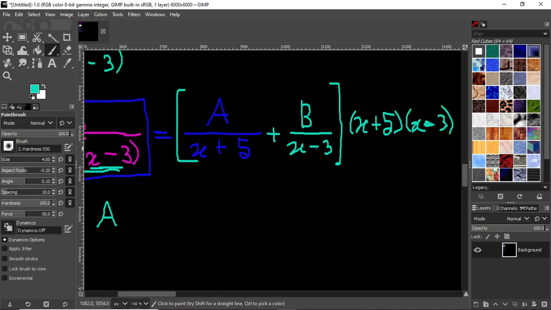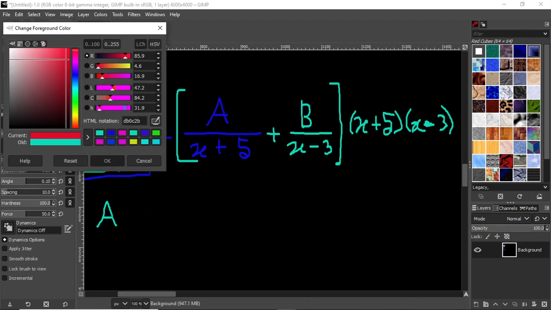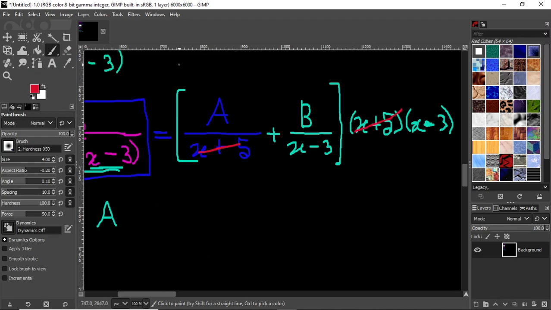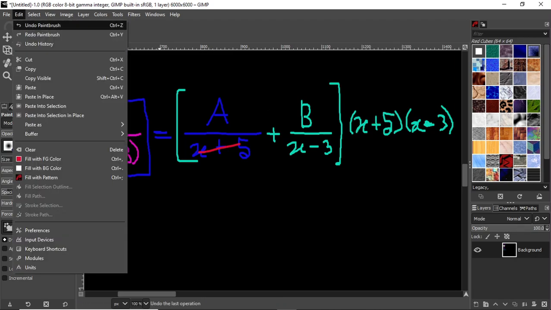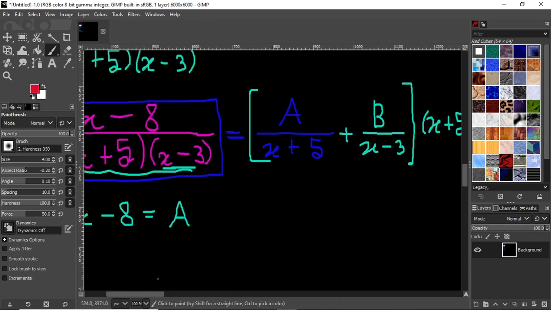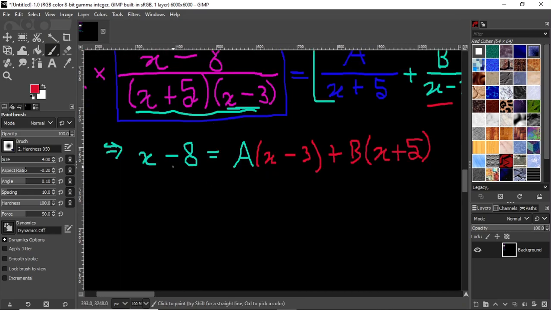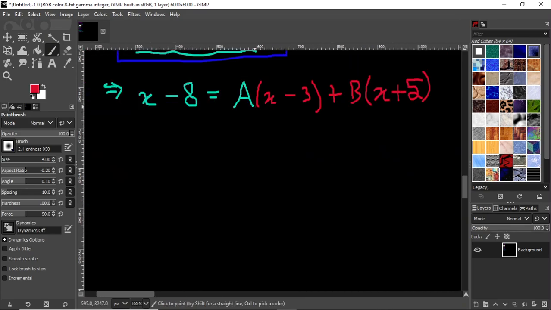If we do that for the first fraction, x plus 5, x plus 5, those would cancel, and you're only going to be left with A and x minus 3. And similar for the second one, the x minus 3 is going to cancel for this one, and you're only going to be left with B times x plus 5. All right, so now we just need to find the values of A and B.